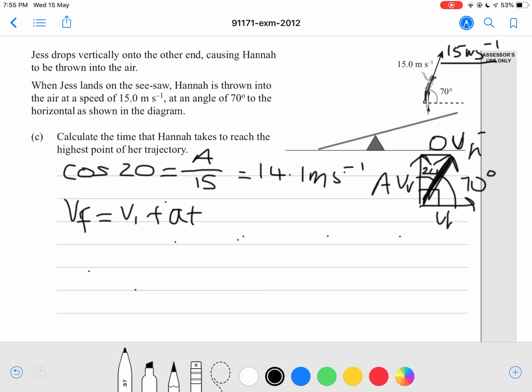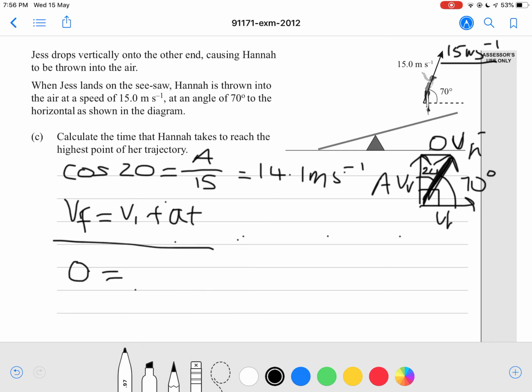Remember, we do not use 15 meters per second in any of these substitutions. 15 meters per second is the instantaneous velocity. We are ignoring the instantaneous velocity. We are trying to find the vertical velocity and how long it will take for the vertical velocity to reach 0. It's important that you substitute using the vertical velocity, okay? The final velocity of Hannah at the highest point is actually 0, since she's no longer moving up. Hannah's going to be stopping there for a slight period of time before she begins to accelerate downwards again, at her highest point. So Vf is 0.